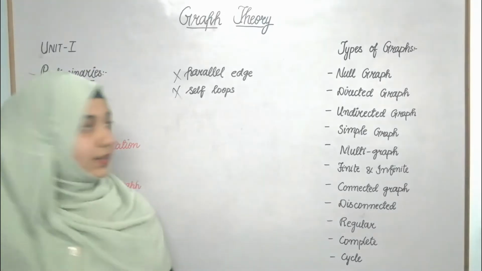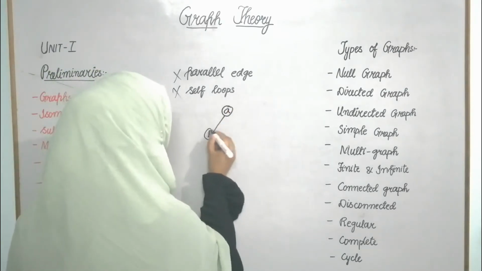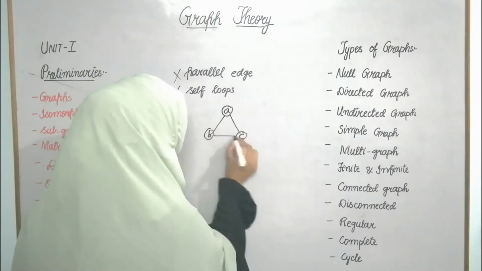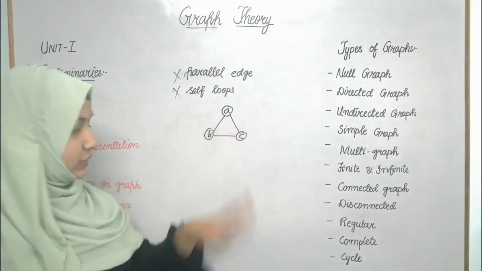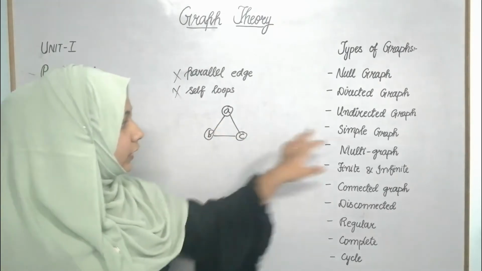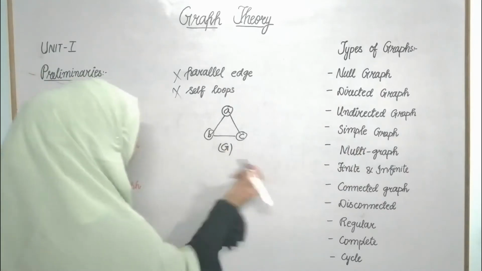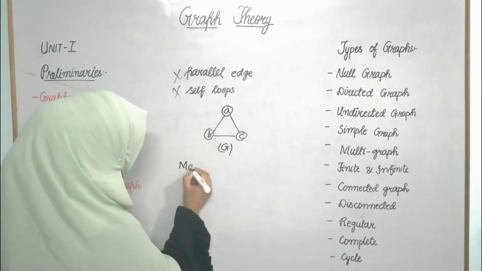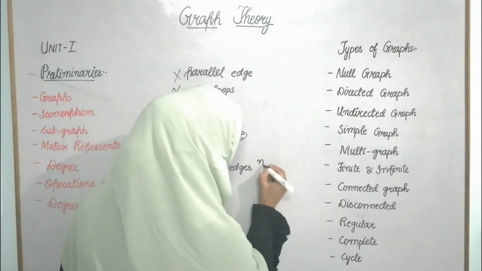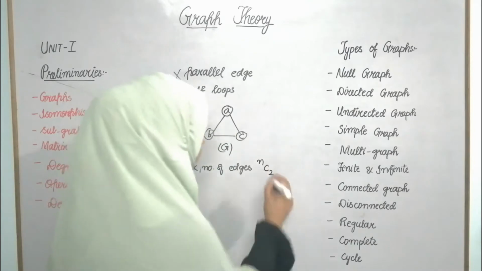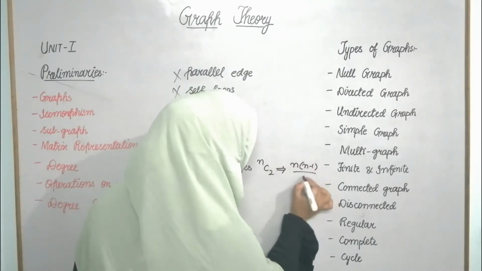Okay, now we'll take an example. Suppose we'll take a very simple example. A, B and C, these are the three vertices and these are the pairs of edges. I'm not marking the edges, but these are the edges. If a simple graph is given, the maximum number of edges possible will be NC2. So how can you write this NC2? N into N minus 1 by 2.